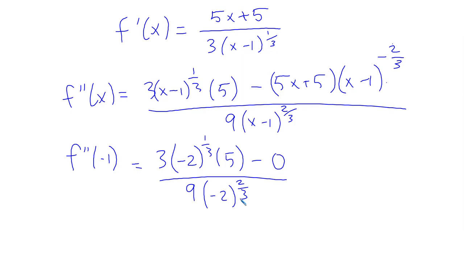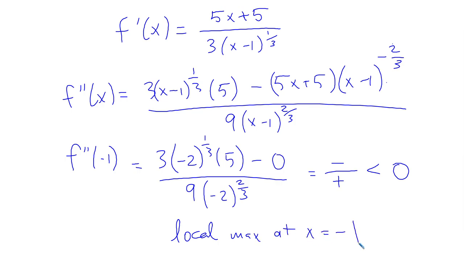Well, in the numerator, we have 15 times the cube root of -2, which is definitely a negative number, right? The cube root of -2 is negative. And if I have down at the bottom the -2 to the 2/3 power, cube root of -2 is negative, but when I square it, it becomes positive, and when I multiply it by a 9, it becomes a positive. I don't really care what the actual value of this is. I know it's a negative divided by a positive, which is definitely less than 0, which tells me that the function's concave down, which tells me that I have a local max at x equals -1.